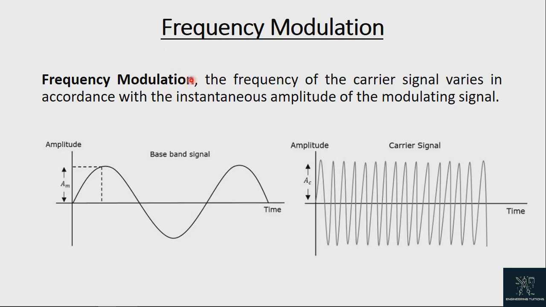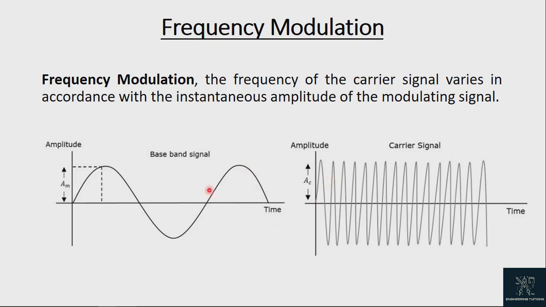So starting with frequency modulation: in amplitude modulation, the amplitude of the carrier signal varies, whereas in frequency modulation, the frequency of the carrier signal varies in accordance with the instantaneous amplitude of the modulating signal. Hence, in frequency modulation, the amplitude and the phase of the carrier signal remain constant. This can be better understood by observing the following figures.